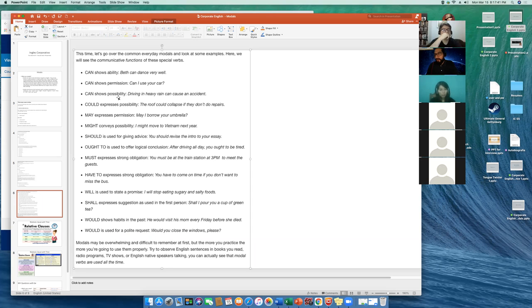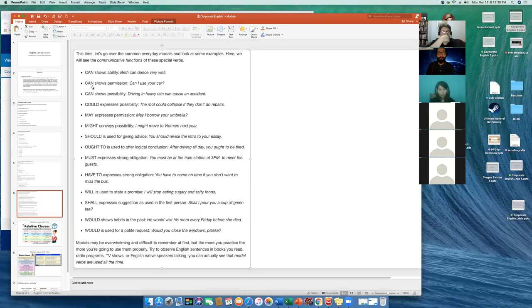However, how you're using them will matter, right? Beth can dance very well. What are you saying? You are saying that she can do it and she does it really well. She's a dancer, you know? It's like when somebody tells you, let's go to a dance, and you say no, because, you know, I can't dance, all right? There are people who cannot dance, and then there are people who can dance. Beth can dance very well, okay?